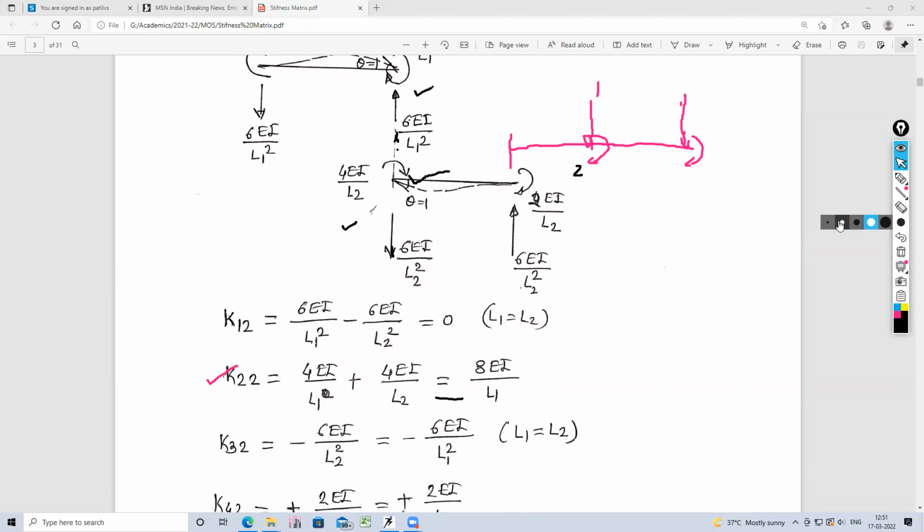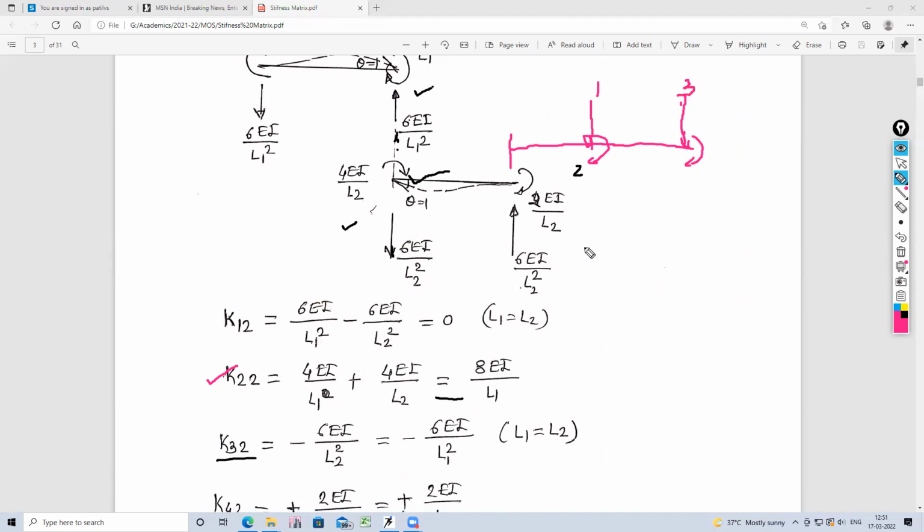Next is the stiffness at 3 now. It is K32. So stiffness at 3 now. What is coordinate 3? Coordinate 3 is this. It is a force. So at this location, what is the force now?